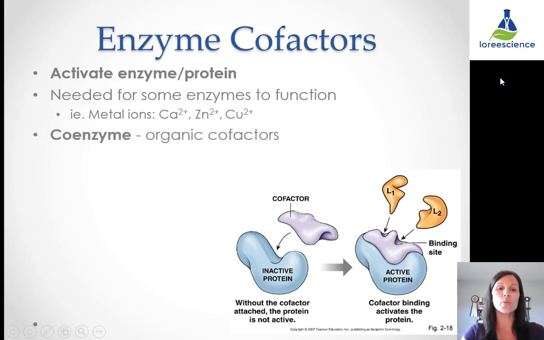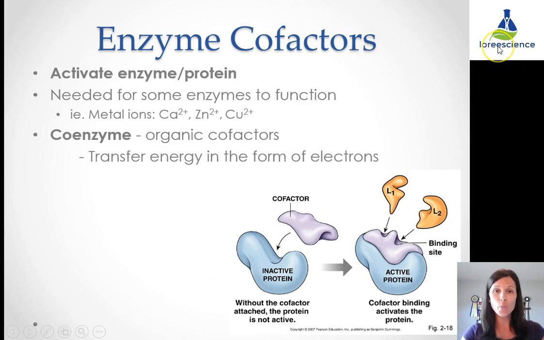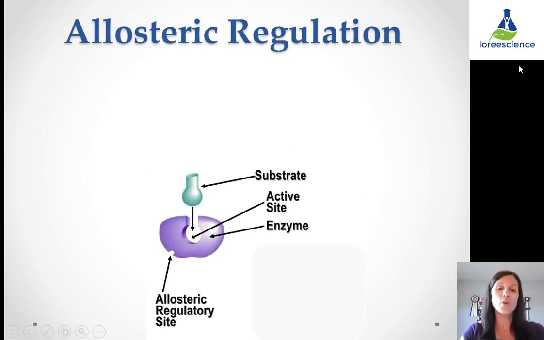There are also what are known as coenzymes. These are organic cofactors, or substances that are made by organisms. They most commonly transfer energy in the form of electrons and allow bonds to form or break by transferring that energy. Common examples are many of the vitamins and NAD+, which we will see later when we get into cellular respiration.